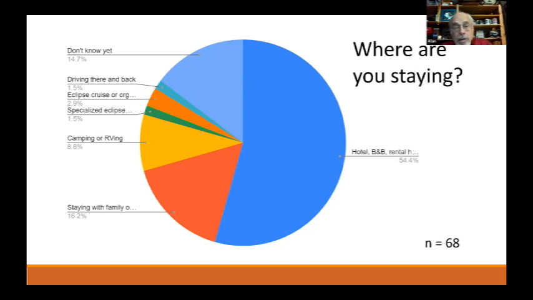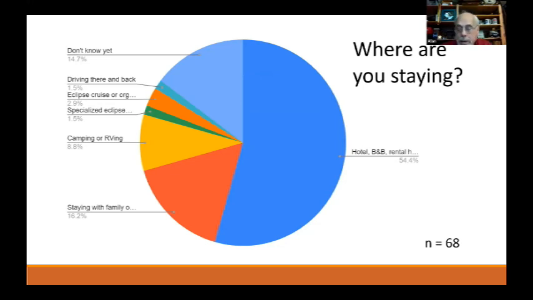One person maybe misunderstood, but will plan on just driving out to the center line and going back. Two people seem to have eclipse cruises. One person's going to some special event. I think that's probably the Texas Star Party special camp event. And about 1 out of 7 people who responded don't know where they're staying yet.